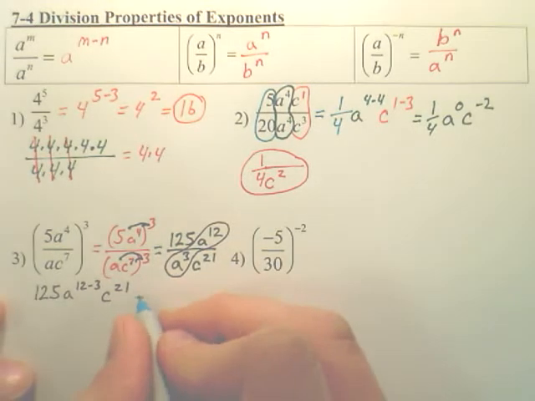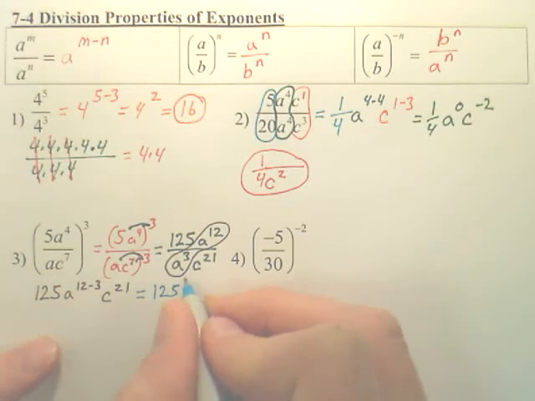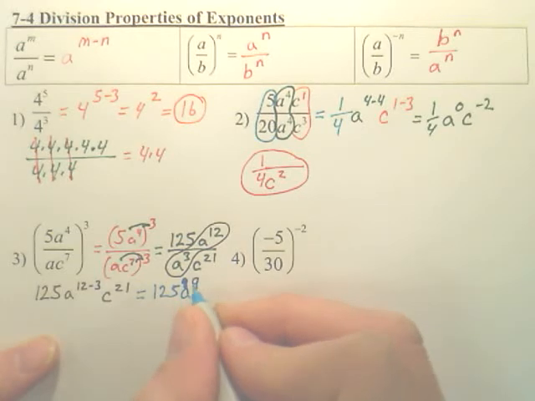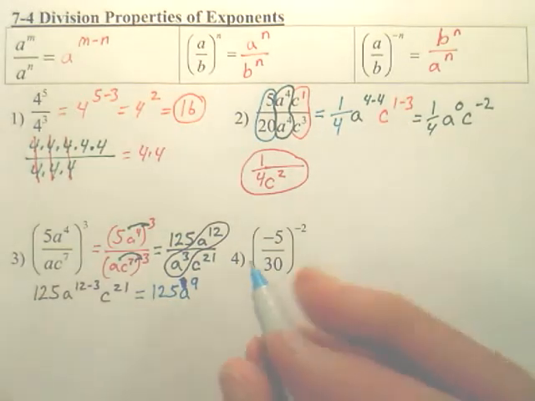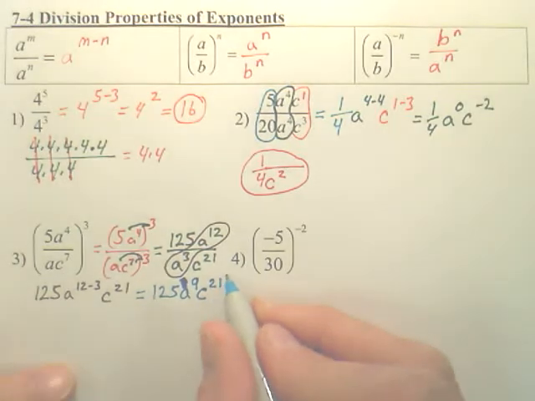Okie dokie, one more step it looks like. The 125 still sticks around. 12 minus 3 is going to be 9. Oops, sorry. That's going to be a to the 9th. And then that's going to be c to the 21st. That looks like your answer right there.